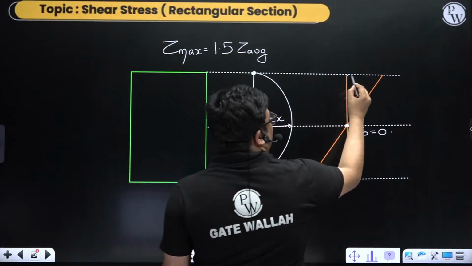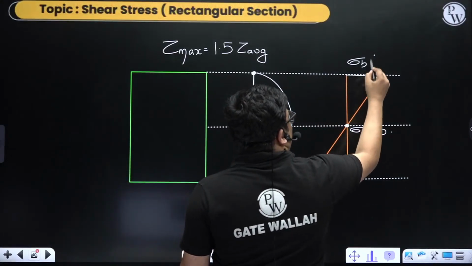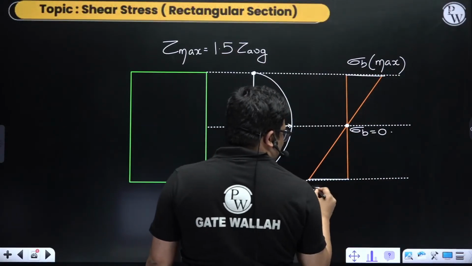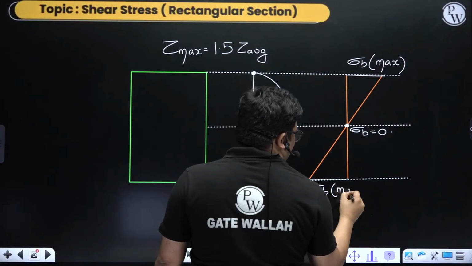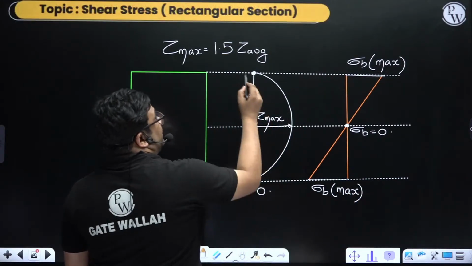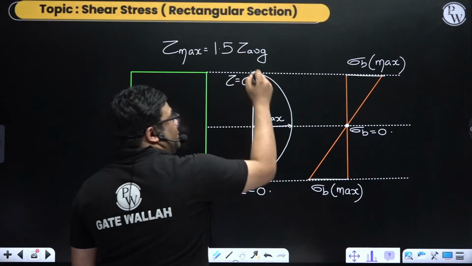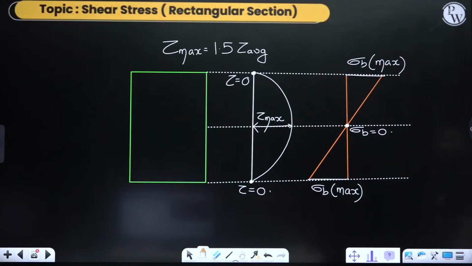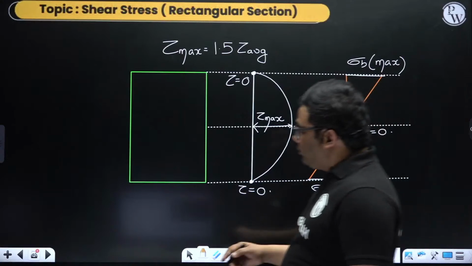And here we were getting the maximum bending stress at the extreme top and bottom, right? Here we are getting the maximum one. But here actually we are getting shear stress as 0. So here I have highlighted the difference between shear stress distribution and bending stress distribution, right? This we understood. This was for rectangular cross section.